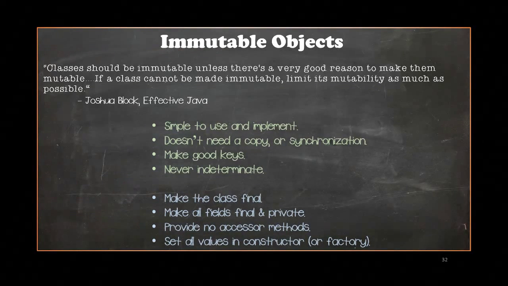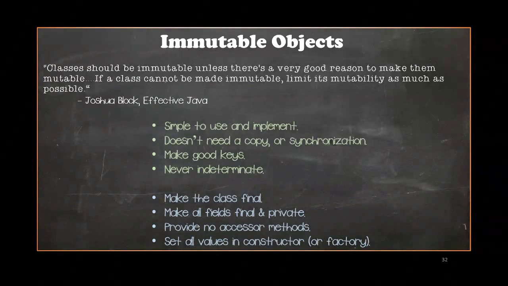Classes should be immutable unless there's a very good reason to make them mutable. If a class cannot be made immutable, limit its mutability as much as possible. And this is directly quoted from the book I referenced at the beginning, but takes a little bit of explanation. What they mean by immutable means stateless. It means once you have instantiated the class, ultimately, you can't change it. This is not really the case in reality. As you're using things, you can't make everything immutable. So if you can't make it immutable, change it to make it as immutable as possible.